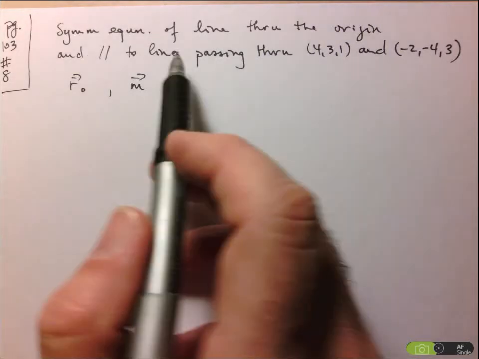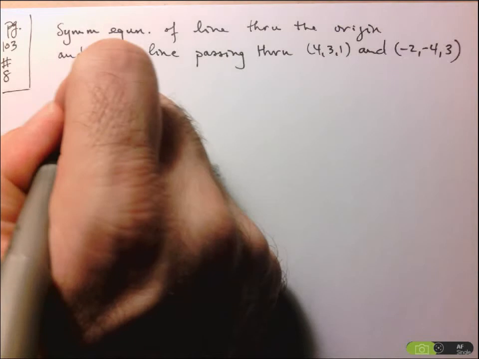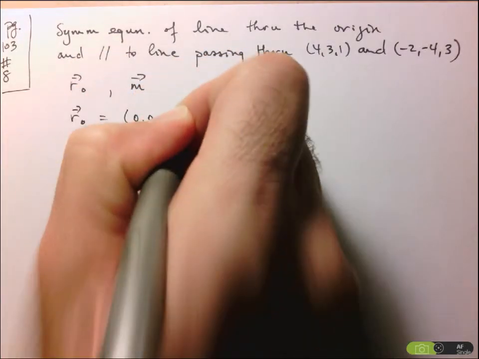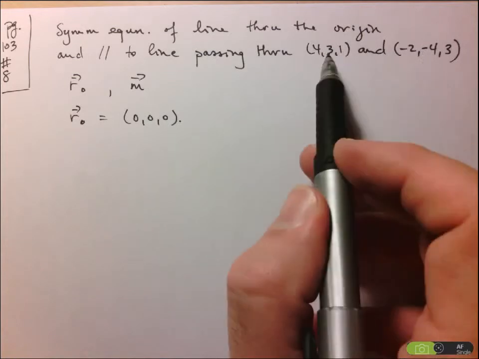So first thing I notice here is that it tells me that the line passes through the origin. That tells me right off the bat that a point on the line is 0, 0, 0. Okay, so there's my R0. Now, it tells me that this line is parallel to the line passing through these 2 points.